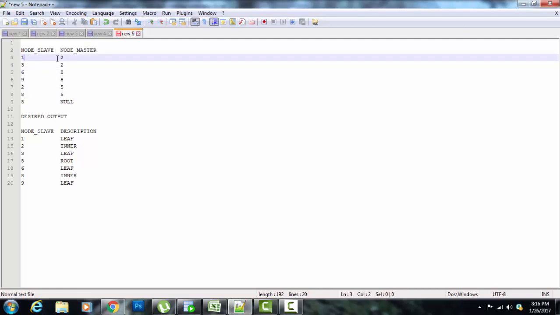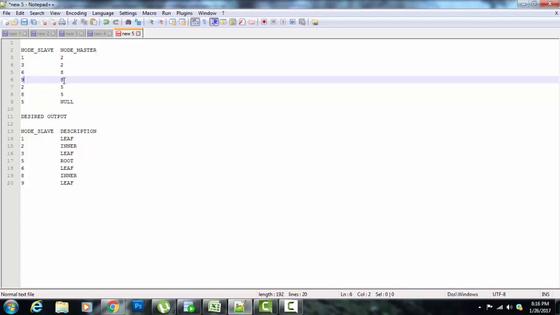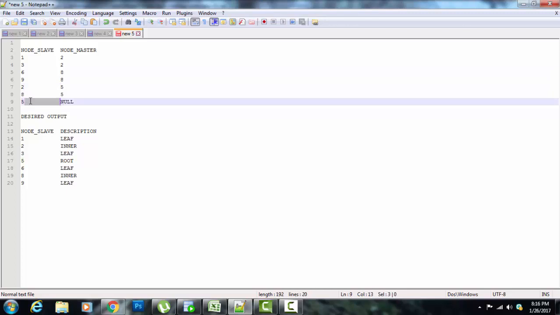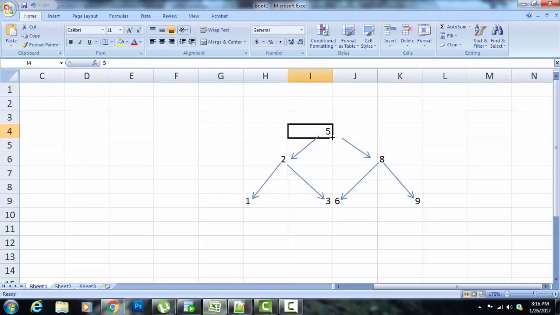For 1 the master is 2, for 3 the master is 2. Similarly for 6 and 9 the master is 8, and for 2 and 8 the master is 5, and for 5 there is no master, means the 5 is the root. Okay, I have the diagrammatic representation of this data. So here 5 is the root, 2 and 8 are the inner nodes, 1, 3, 6 and 9 are the leaf nodes.